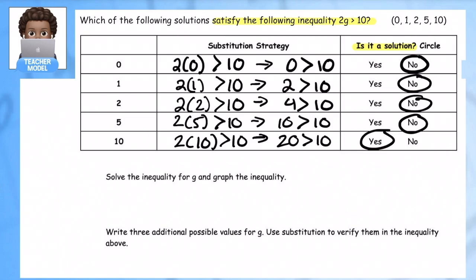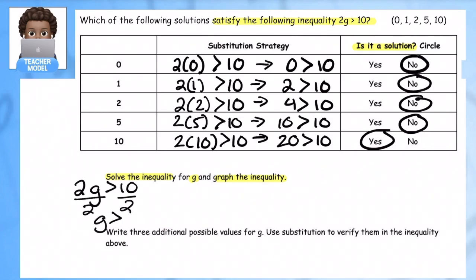Now, in some problems, they're going to ask if all the solutions in the set satisfy. So in this case, if that was the question, do all of these solutions satisfy the inequality? My answer would be no, because only one solution does, 10. The rest of them do not. Let's move to the next set. Solve the inequality for G and graph. So I'm going to solve this the same way I would a simple one-step equation. So I'm going to isolate my variable, divide by 2.